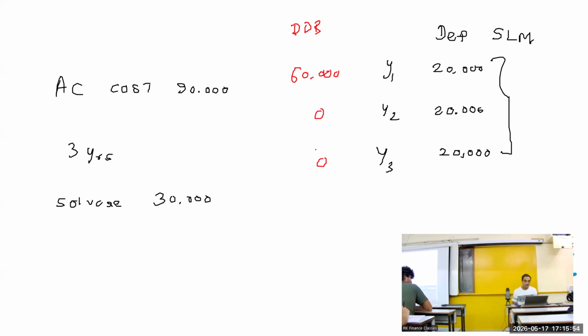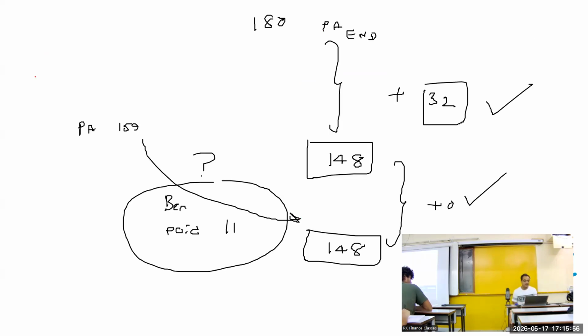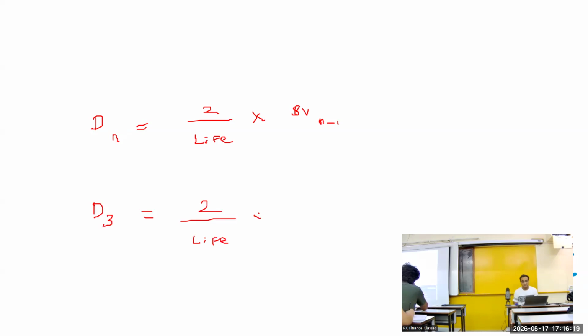So BAF, I mean BFM, BMS guys don't write the formula. Depreciation for a year, let's say nth year, is equal to 2 divided by life into book value, also called carrying value or amortized cost, of previous year. For example, I have to calculate D3. Then 2 divided by life into book value of previous year. Book value could be called carrying value or amortized cost of previous year.